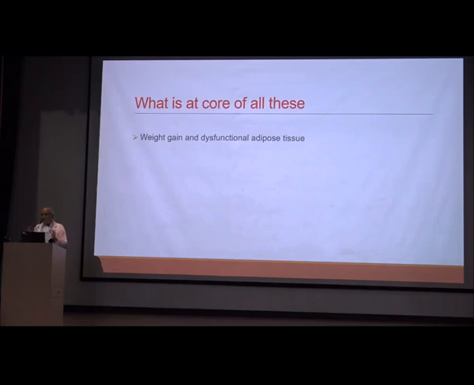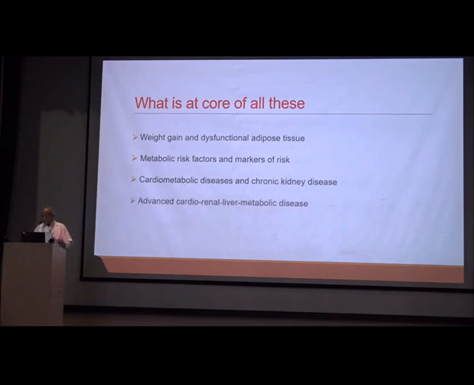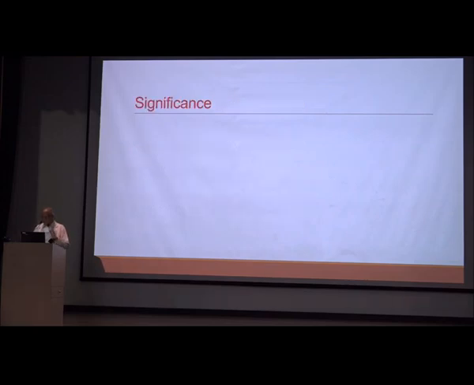Because at the core of all this is weight gain and dysfunctional adipose tissue, metabolic risk factors and markers of risk which you see in these patients, cardiometabolic diseases and kidney diseases, and advanced cardio-renal liver metabolic disease, what you would see in years to come. And integrating MASLD as a pivotal component is very, very critical. I will narrate in a few further slides.